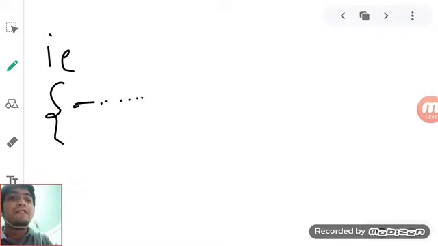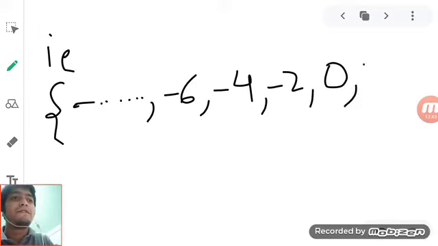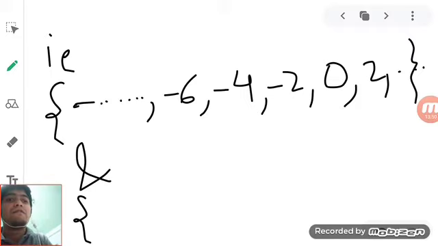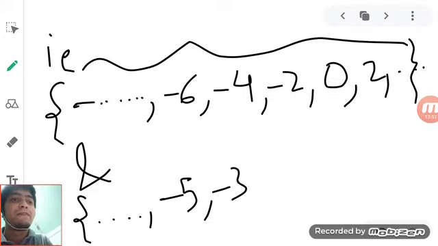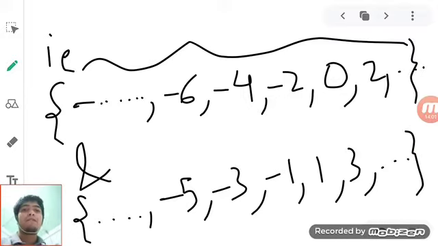the set of even integers, minus 6, minus 4, minus 2, 0, 2, and so on. Okay, this one is a coset we have found out, and similarly this is a possible coset: minus 5, minus 3, minus 1, 1, 3, and so on. Alright, so we are getting 2 possible cosets, right cosets.